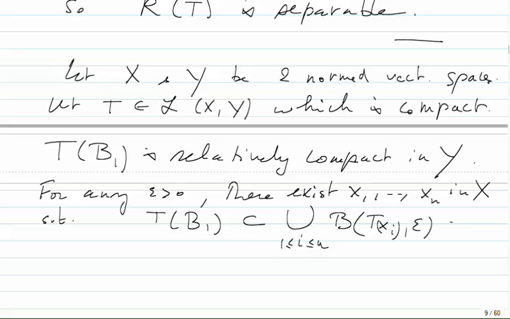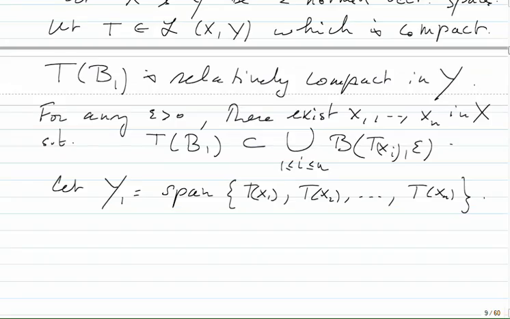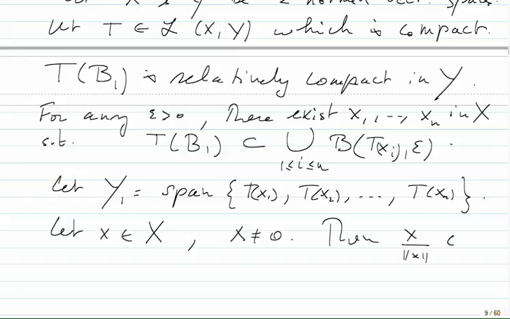So now let Y1 be the span of T(x1), T(x2), ..., T(xn). So this is a finite dimensional space, okay? And let x be in X. We assume that x is not equal to 0. You will see at the end that the inequality we are going to achieve is obviously valid also for x equal to 0. So let us start with an x which is not equal to 0. Then x divided by the norm of x belongs to B1.